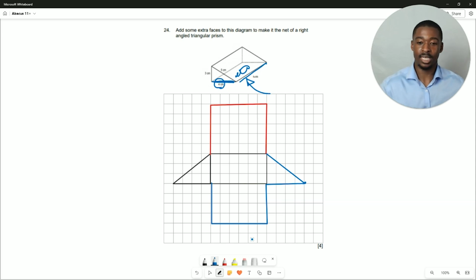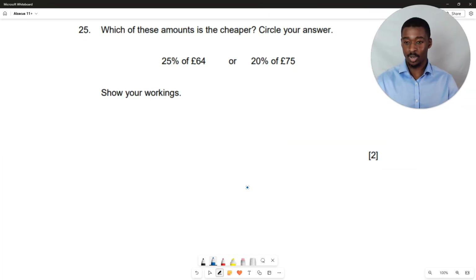Just take it step by step, section by section, and we should come out with the correct answer. So here for this next question, we have which of these amounts is the cheaper? Circle your answer. On the left-hand side, we have 25% of £64. And on the right-hand side, in the right corner, we have 20% of £75. Show your workings. Okay, so we can actually use mental maths here.